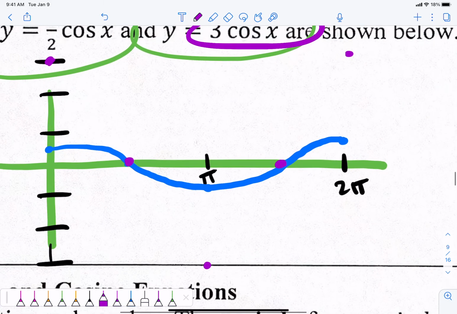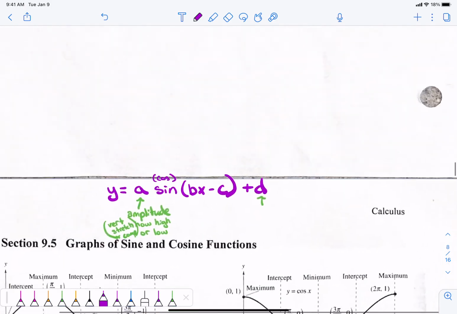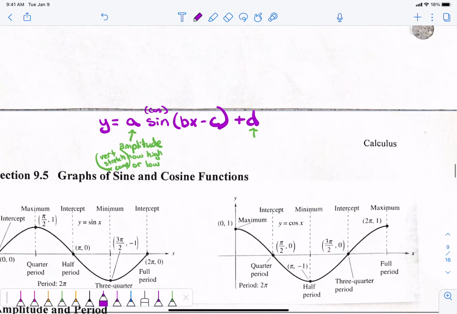So if we're doing 3 cosine, it goes up to 3, down to -3, and back up to +3. Some similarities: they're both going to cross the x-axis at the same time. Both cross in the middle there, but it'll just go up higher and down lower. That's what my amplitude will change. Okay, good?